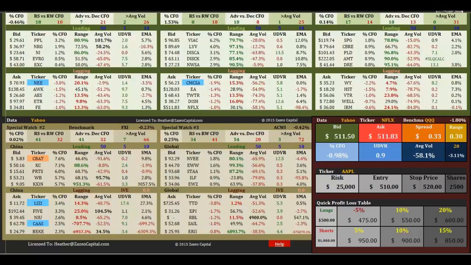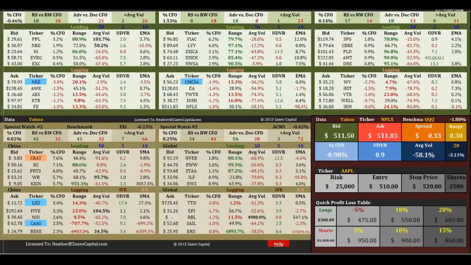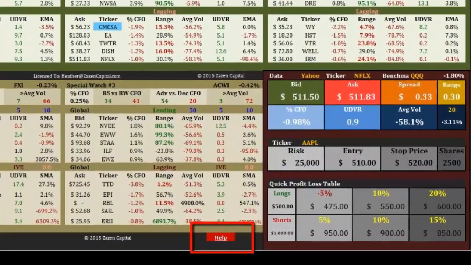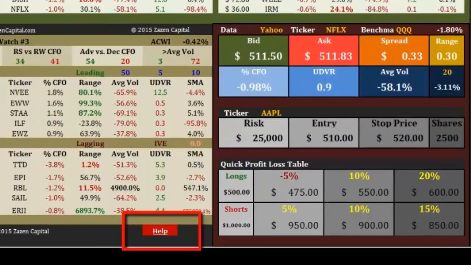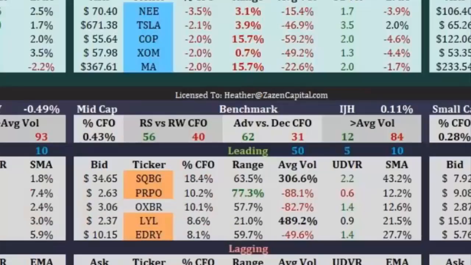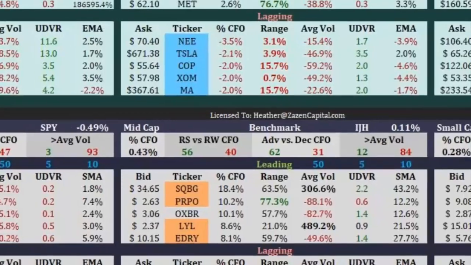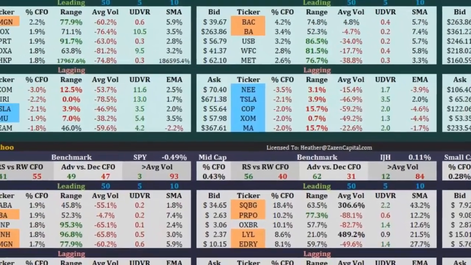A quick note, if you have any questions about the Market Owl dashboard, I've included a little help button. When you click on it, it will take you to the YouTube channel that explains all the sections on the Market Owl dashboard in greater detail. The primary focus of this video is to understand how to utilize the owl to find opportunities.